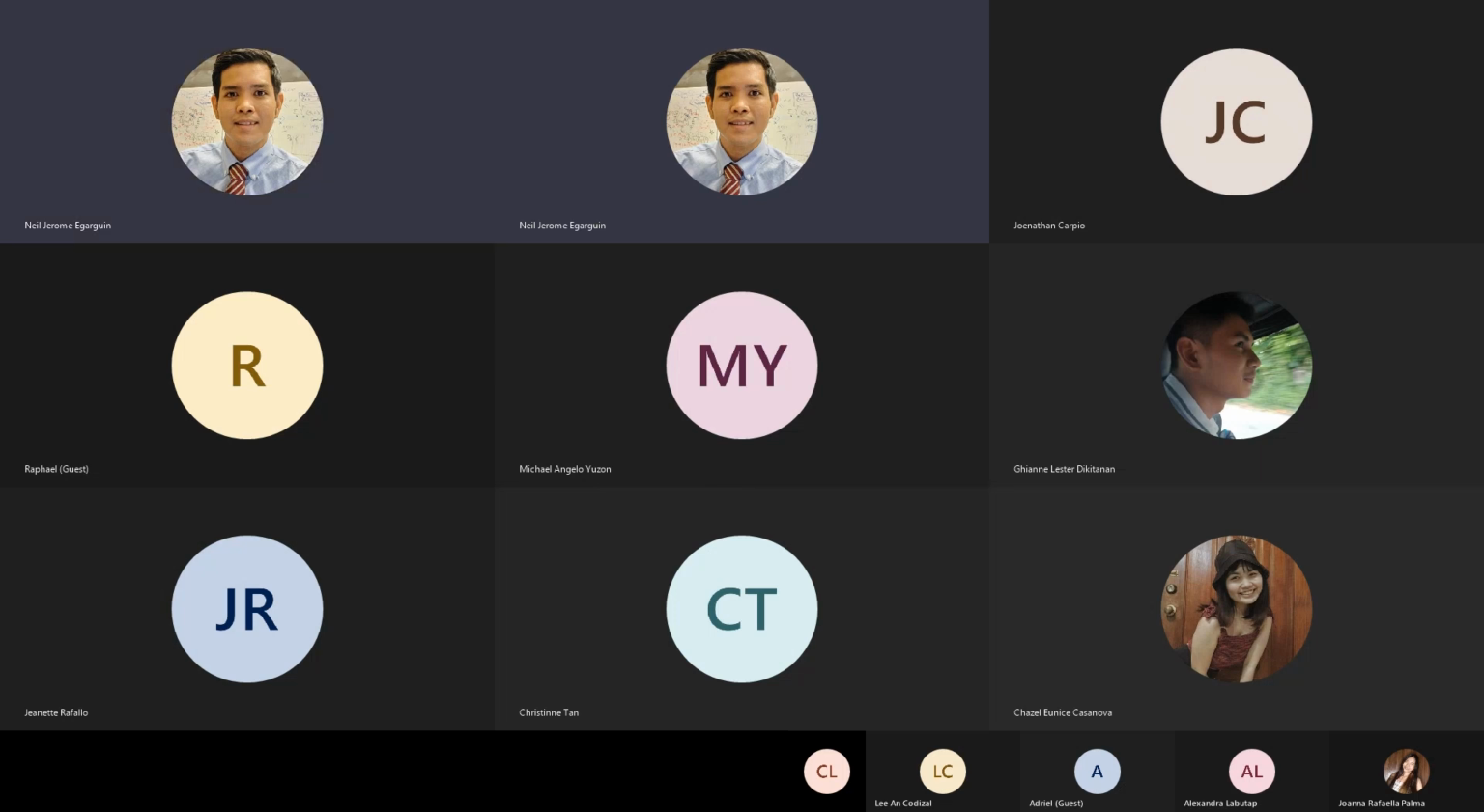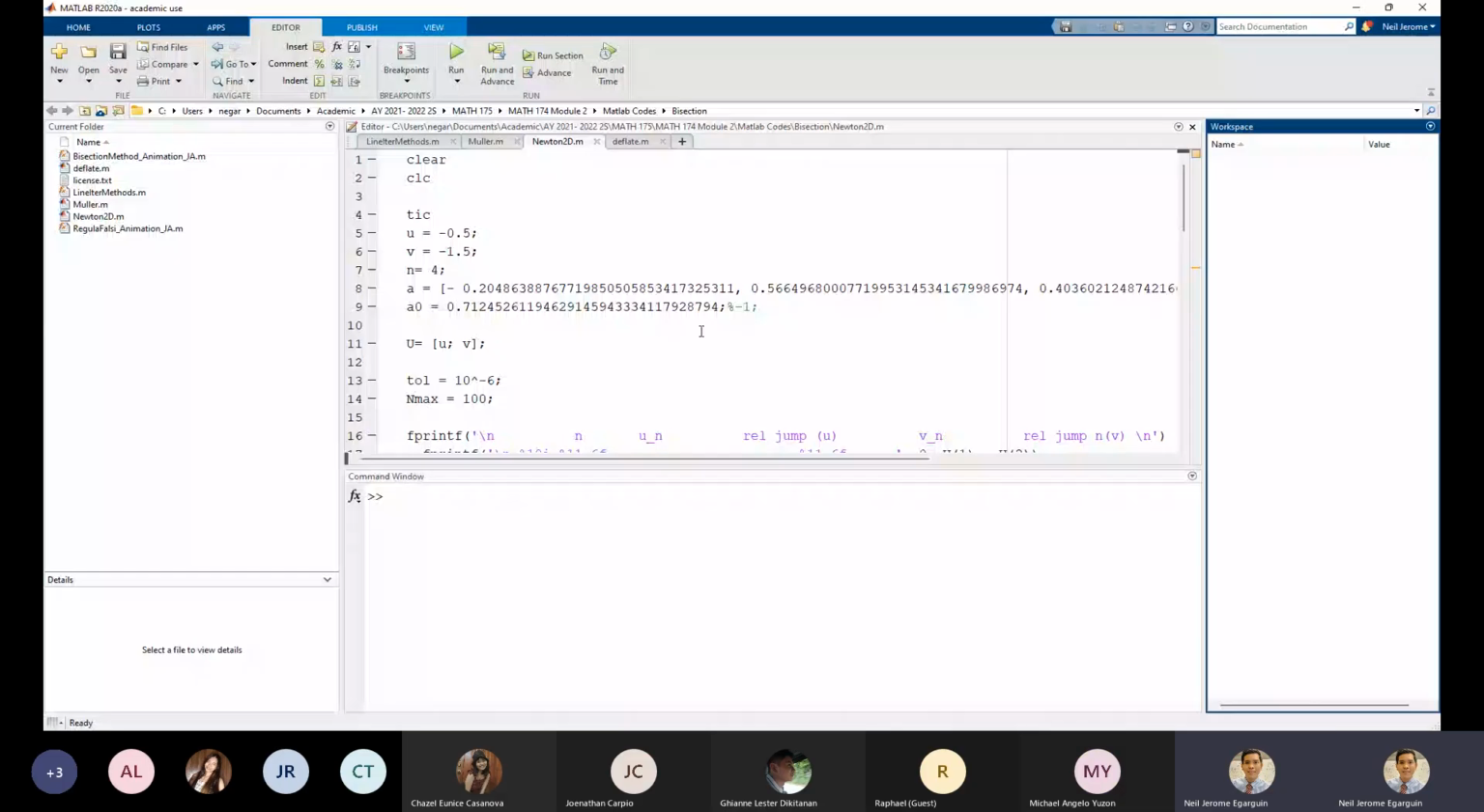Now, I think you can see my Matlab screen. Okay ba yung font size? O masyadong maliit? Okay, from my tablet mukhang okay naman siya. So, keep ko siya. Sabihan nyo lang ako kapag masyadong maliit.